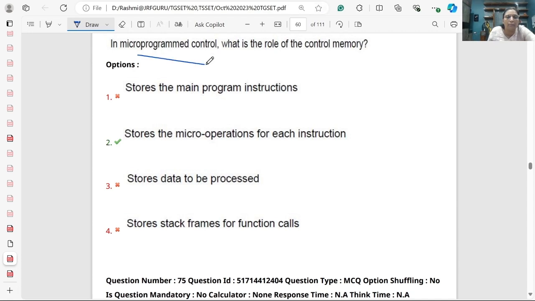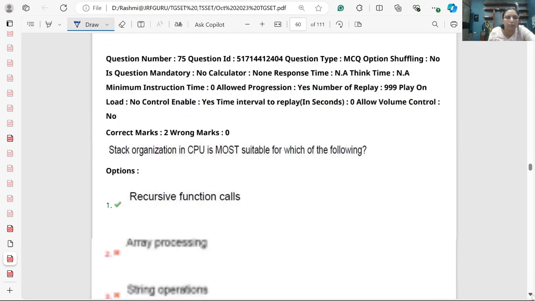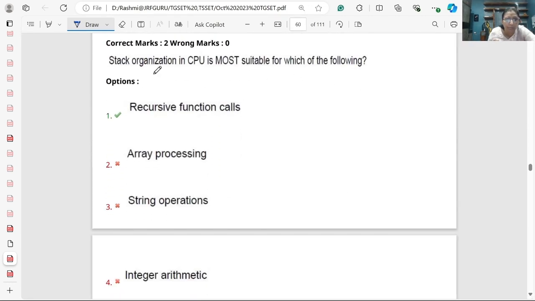In microprogram control, what is the role of control memory? Control memory stores the main memory? No. It stores the microoperations for each instruction. Yes, control memory is used by the control processor, the control unit. So yes, it is used to store the microoperations for each instruction. Store data for processing, stack and all? No. It is used to store the microoperations for instructions.